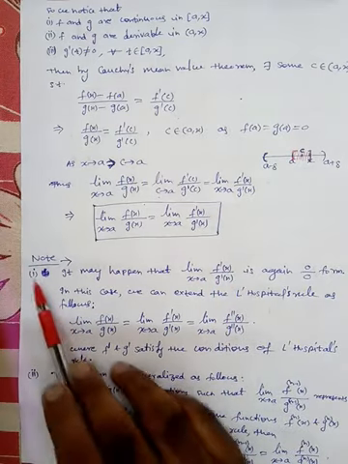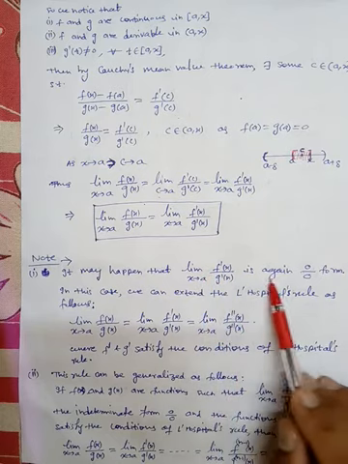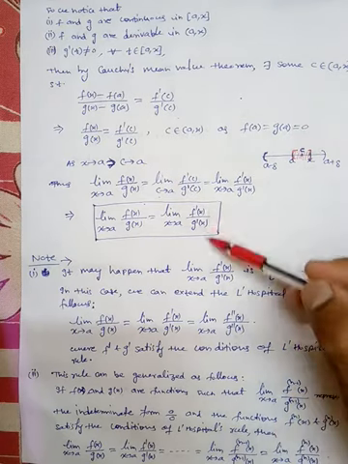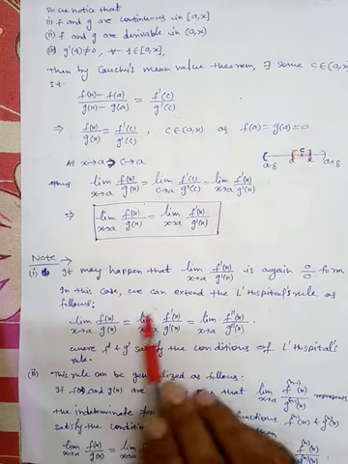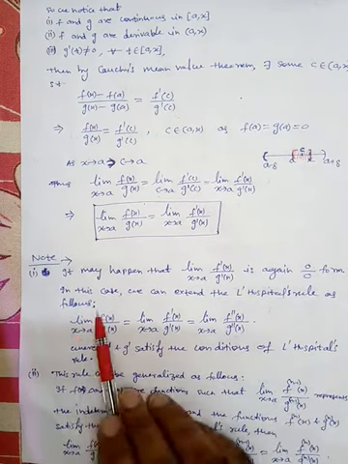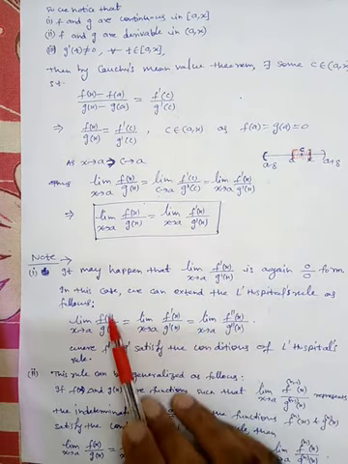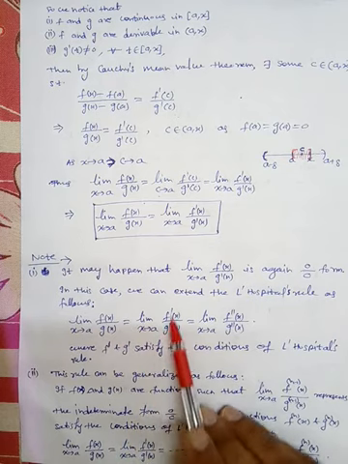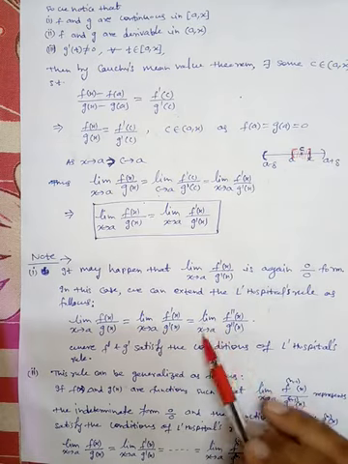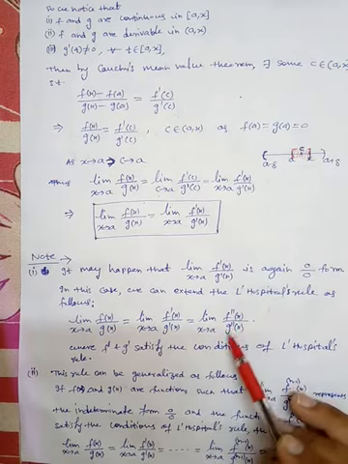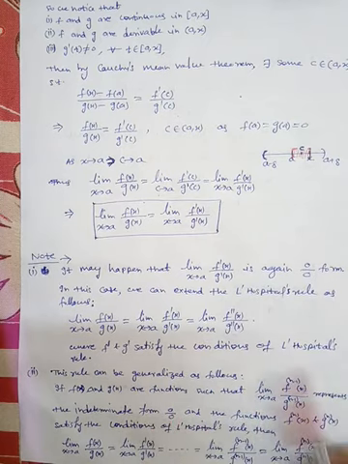Now note point. First note, it may happen that limit x tending to a of f dash x divided by g dash x is again 0 by 0 form. Again, when you substitute in this limit, you are getting 0 by 0 indeterminate form. In this case we can extend the L'Hospital rule as follows. Again apply the same rule, so again differentiate. Limit x tending to a of f of x divided by g of x is equal to limit x tending to a of f dash x divided by g dash x, which is again 0 by 0 form. So again apply L'Hospital rule. So limit x tending to a of f second derivative at x divided by g second derivative of x, where f dash and g dash satisfy the conditions of L'Hospital rule.